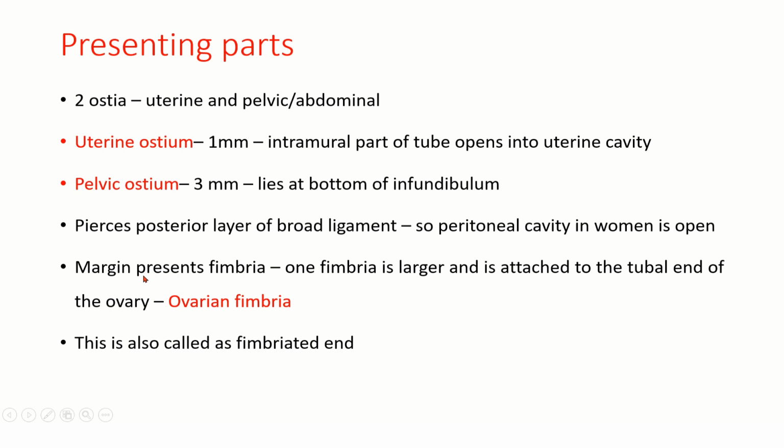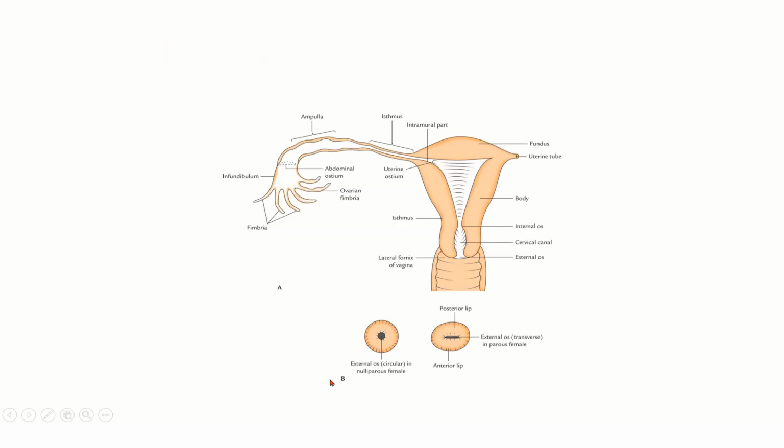The margins of this pelvic ostium present fimbria. One fimbria is larger and is attached to the tubal end of the ovary, called the ovarian fimbria. That's why this end is also called the fimbriated end. You can see here, this is the uterine ostium, this is the abdominal ostium. You can also see the fimbria here.